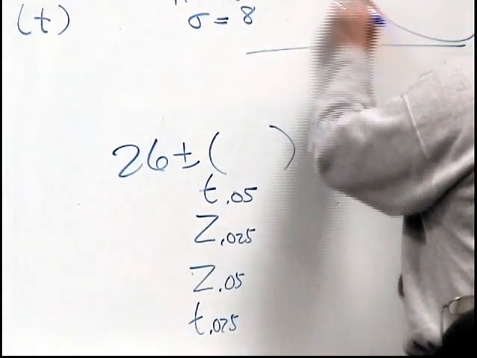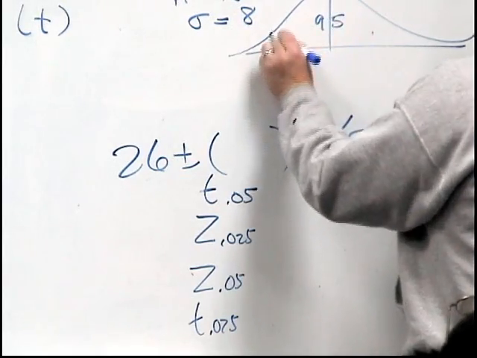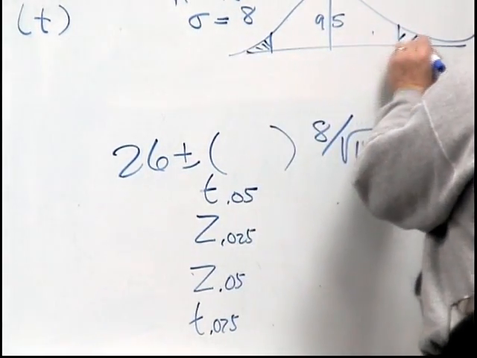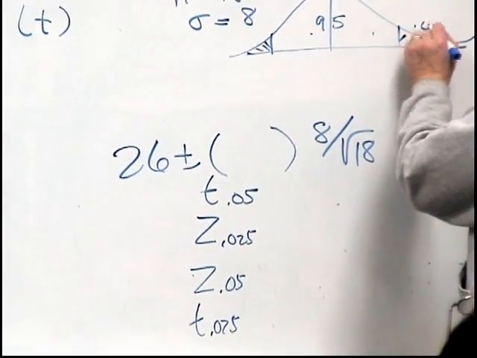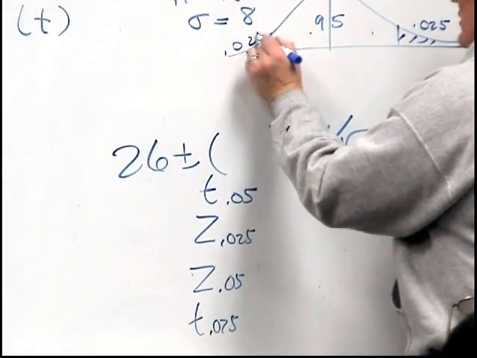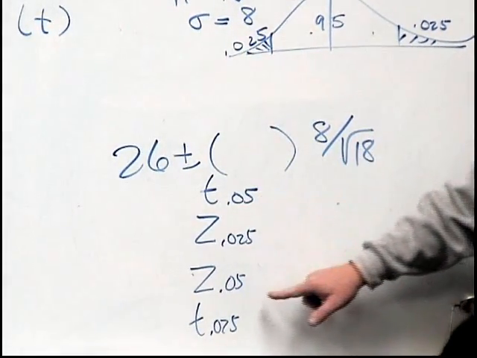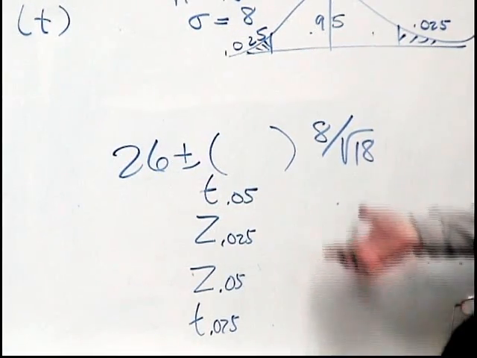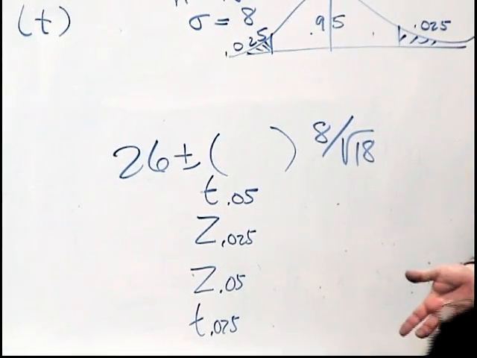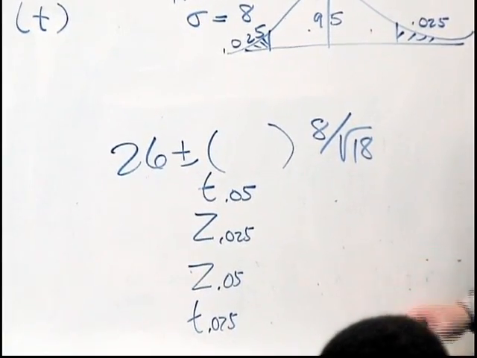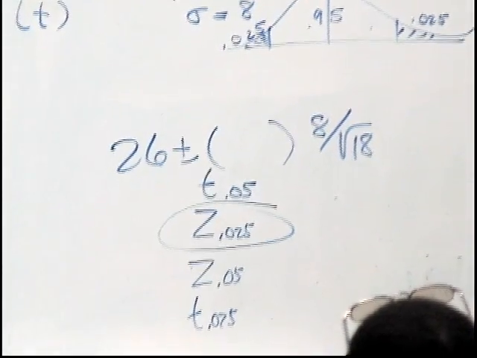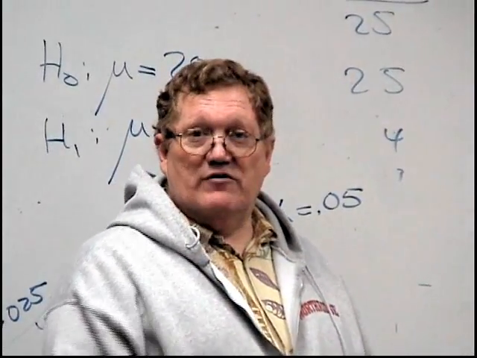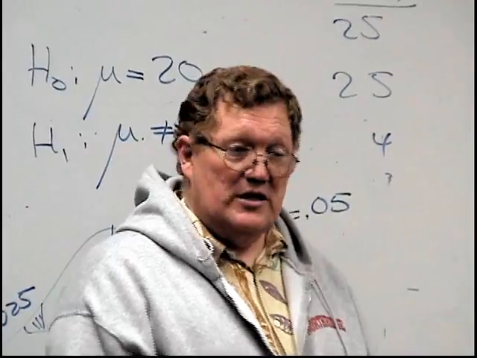I highly recommend drawing pictures. Confidence intervals are always two-sided. If we've got 95% in the middle, how much is in either side? 0.025. So therefore, it's not t.05 and it's not z.05. So then the only question is, was sigma known or sigma unknown? If sigma was known, the right answer is Z.025. So that's the way the question is going to be phrased. So you're expected to know, should I use 0.025 or 0.05? And is it z or is it t?